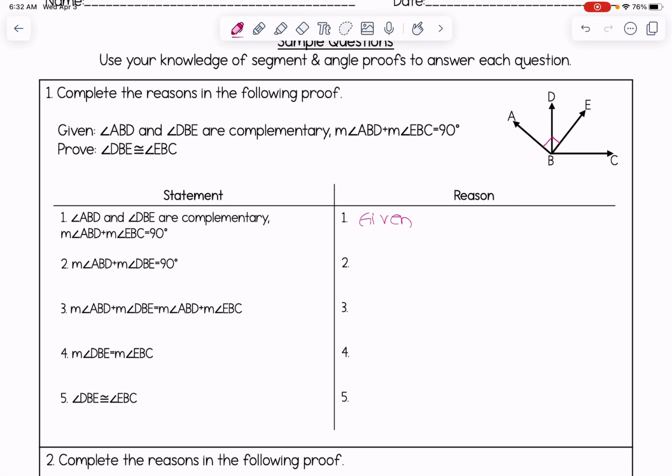All right, number 2. The measure of angle ABD and the measure of angle DBE is equal to 90. Well, we know that's true because those two angles are complementary. So I'm going to describe that reason as if two angles are complementary, then they add up to 90 degrees.